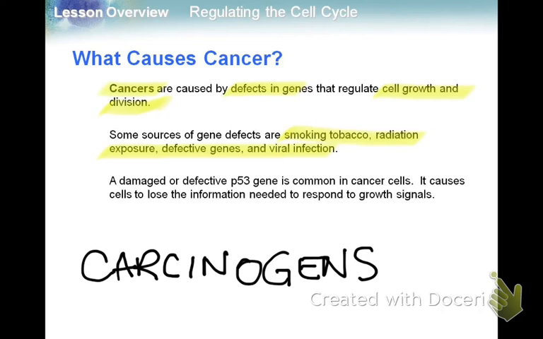A common mutation is in the gene called P53. P53 plays a role in apoptosis, so if it is not working properly, it can lose the information needed to respond to growth signals.